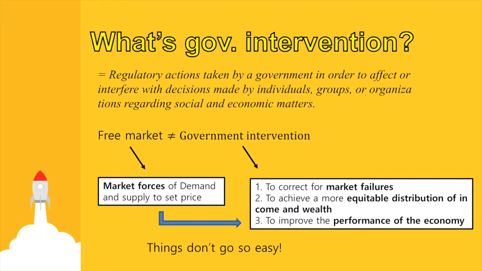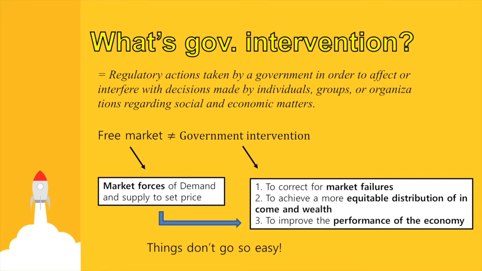Okay, so the question is, what's government intervention? It's a regulatory actions taken by a government in order to affect or interfere with decisions made by individuals, groups, or organizations regarding social and economic matters. This definition seems a little complicated, but put that in simple way. It's how government intervenes to a market, which solves economic problems and some other issues.